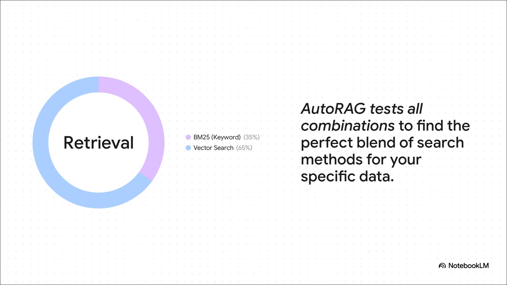For example, think about the best way to search your documents. Should you use a traditional keyword search, something like BM25, or a more modern vector search that actually understands meaning and context? Well, the answer is usually a hybrid, a mix of both. But what's the perfect blend? OtoRAG tests all the possibilities and finds that optimal recipe. In this case, maybe a 65-35 split that works best for your specific data.